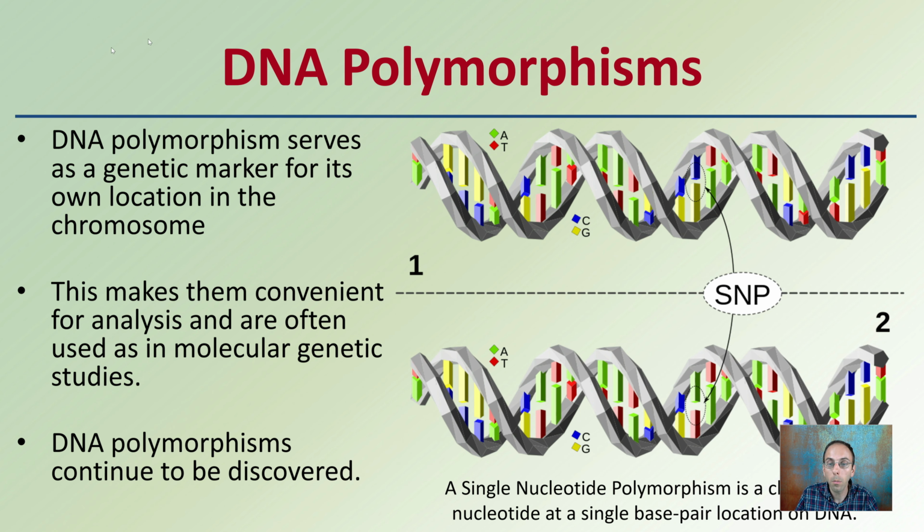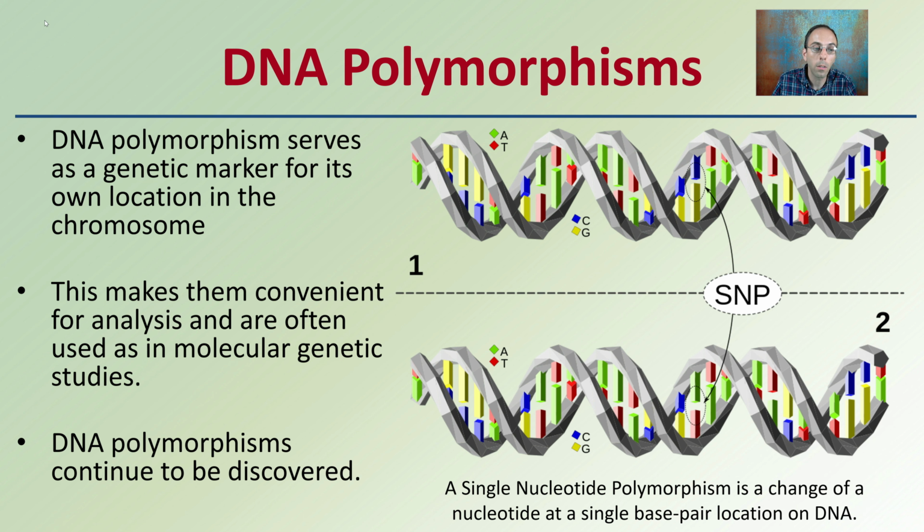These polymorphisms serve as genetic markers for its own location on the chromosome. This makes them convenient for analysis and are often used in molecular genetic studies. DNA polymorphisms continue to be discovered, and they allow us to very specifically identify some of these key sequences to better define a group, or population. The example here is a single nucleotide polymorphism, a change of a nucleotide at a single base pair location in a DNA, typically abbreviated SNP.